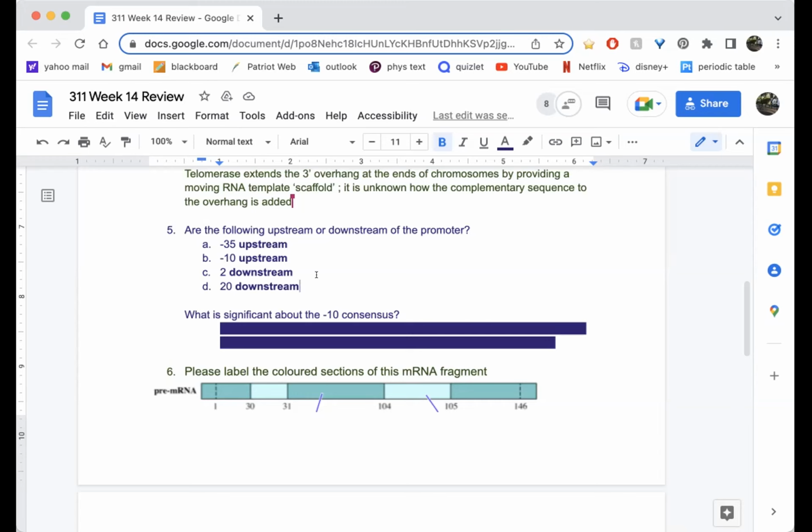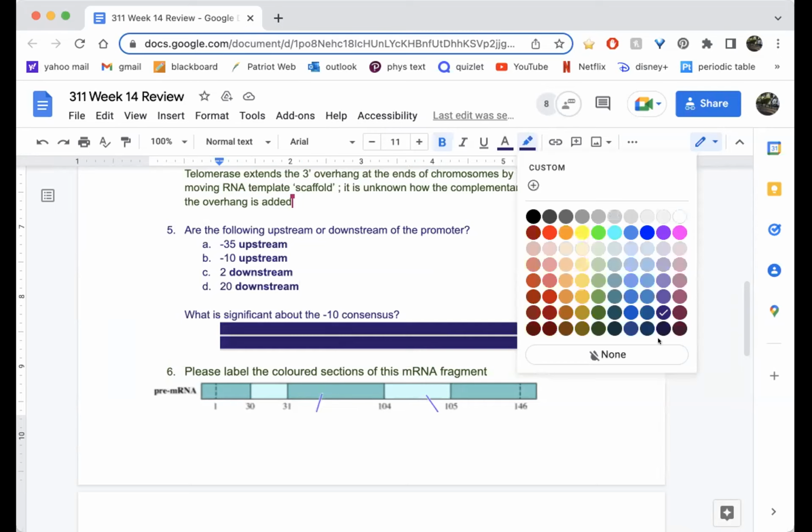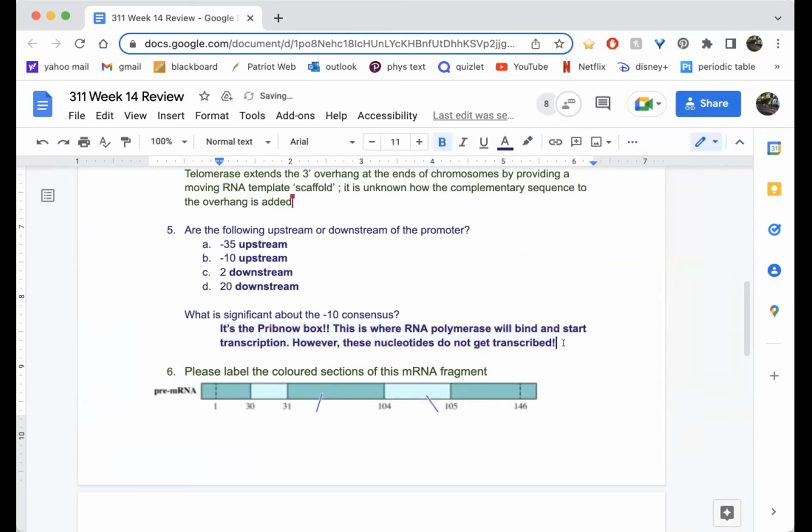Yes, it's the Pribnow box in prokaryotes. And so what does the Pribnow box tell us? What's the point of it? Yes, so it's where we attach our polymerase. I kind of talked about it before, but here's a better, more concise explanation. This is where your RNA polymerase is going to bind and you're going to start transcription. But like I said before, these nucleotides don't get transcribed.